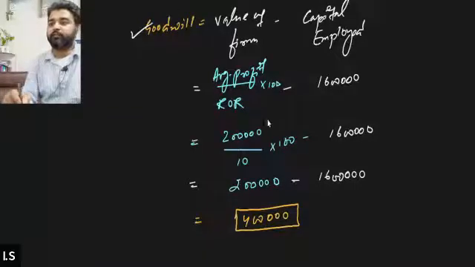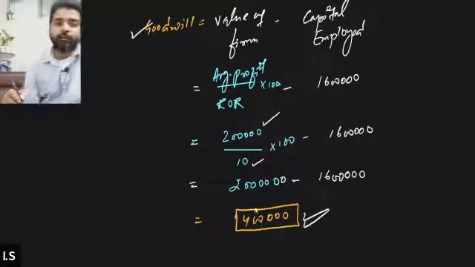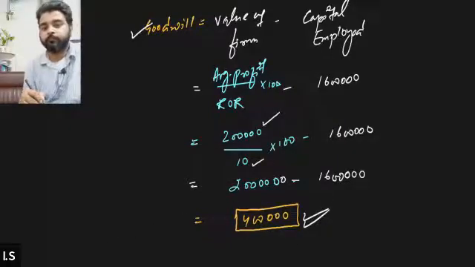So the average profit of the firm is 2 lakh. Dividing it by the rate of return available in the market, 10, into 100, we will get 20 lakhs. All right. And then subtracting 16 lakh out of it, we will get the value of the goodwill as 4 lakh. All right, everyone, is this clear? Yes or no? Yes, sir.